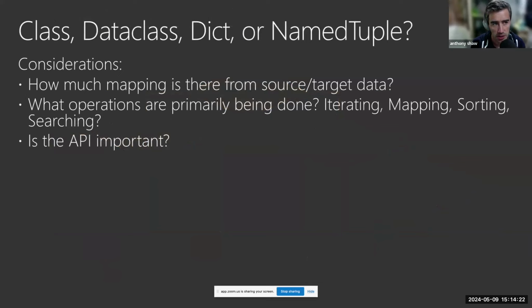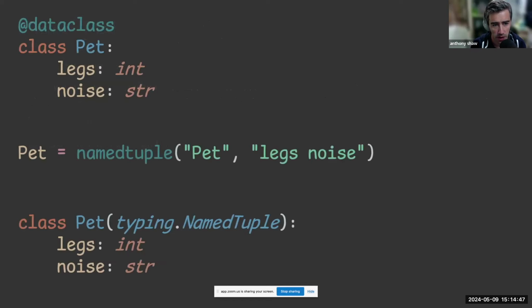Another consideration is picking between class, data class, a dictionary, or a named tuple. So there are some decisions that you can make, and one of these is actually the performance of the types. Data classes are very convenient. If you've ever used the data classes from Python 3.7, they're a really convenient type, and they make the code simple and easy to read.